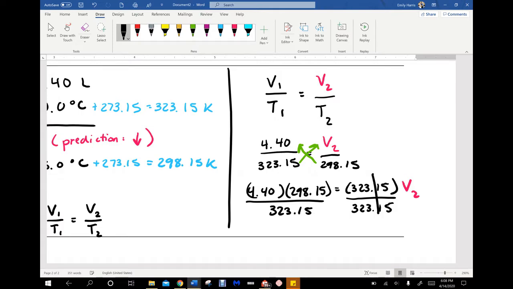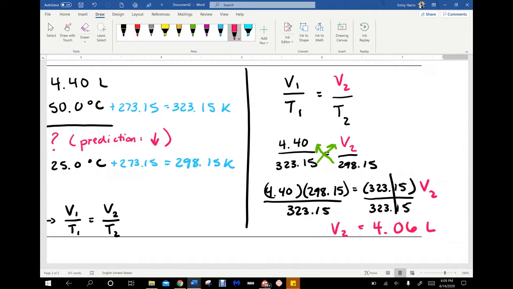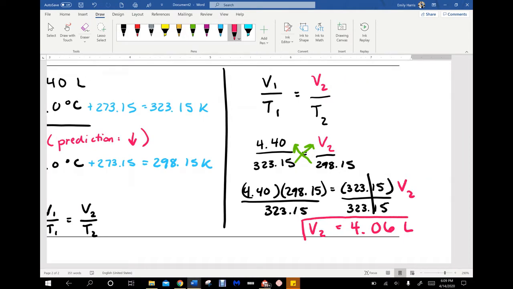Then if we plug into our calculator, 4.40 times 298.15 divided by 323.15. And oops, hit the wrong key at the end there. One moment. There we go. And so that's telling us that our second volume will be 4.06 liters. And so we did have a decrease, just as our prediction. It looks like we're on the right track, so we'll go ahead and box that in as our final answer.